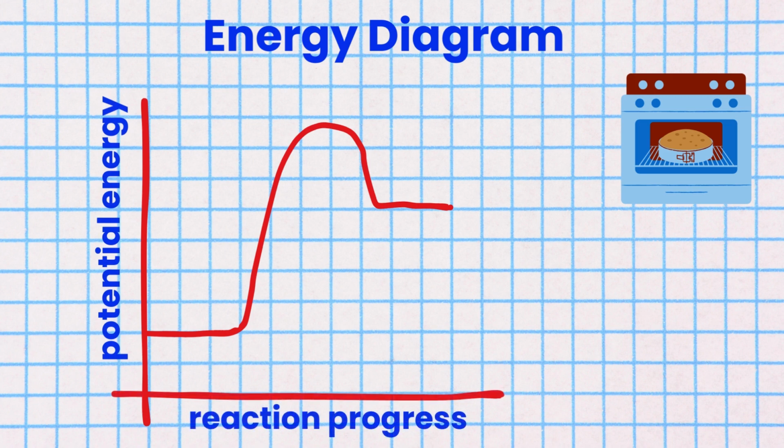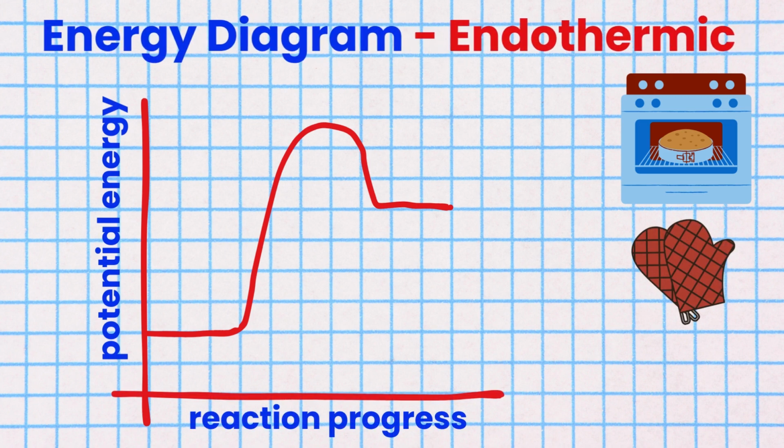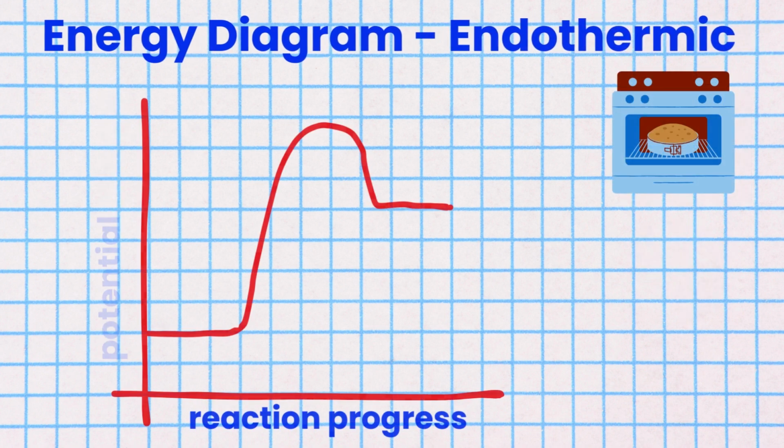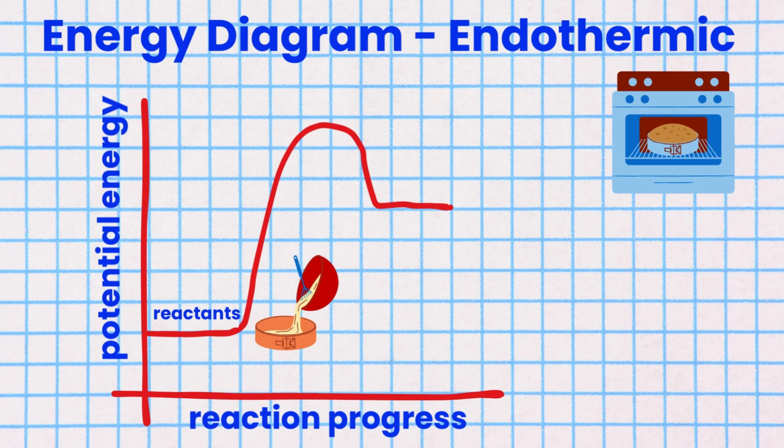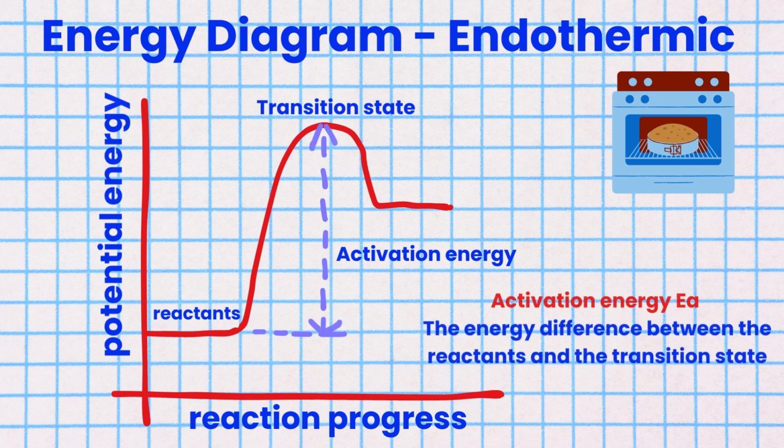Let us draw the energy diagram for baking a cake. Baking a cake is an endothermic reaction since the system absorbs energy from the surroundings. The reactants in the cake batter have low potential energy, so we place the reactants low on the y-axis. And this is the starting point of the reaction or the initial energy state of the system. Here also the reactants must overcome an energy barrier for the reaction to happen, and that is the activation energy, which equals the energy difference between the reactants and the transition state.